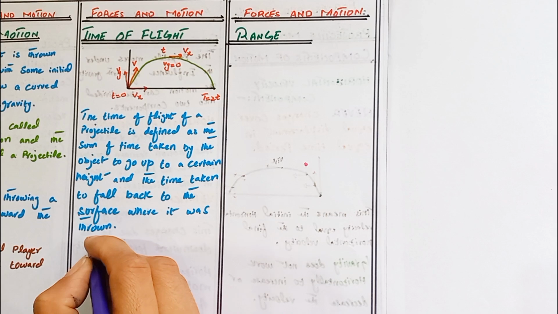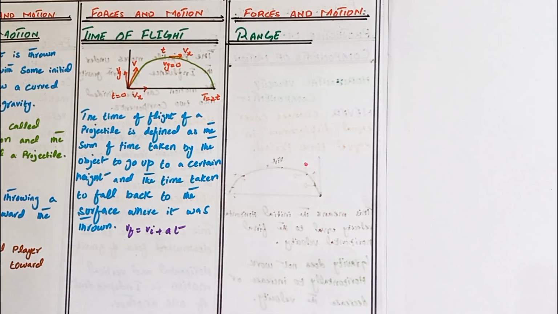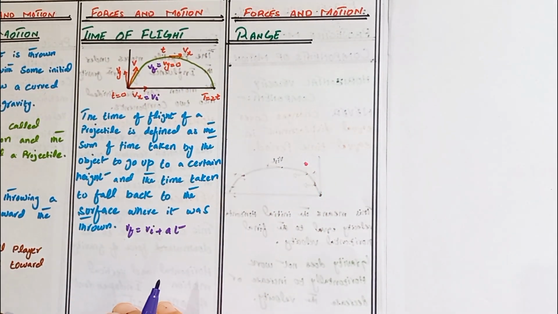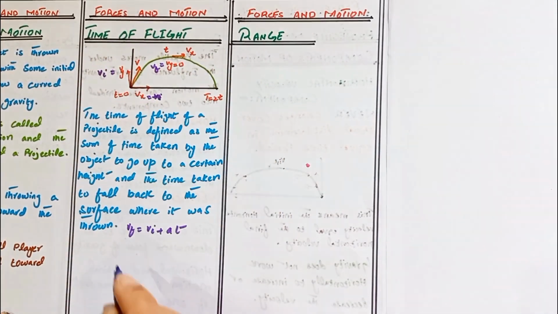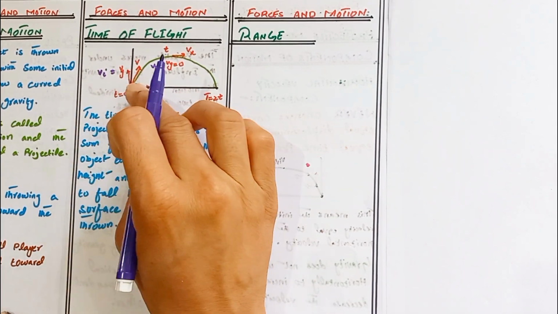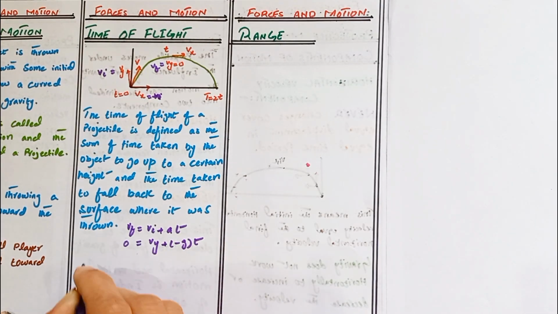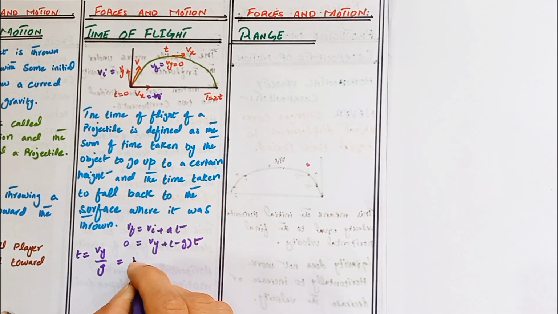Now we prove the total time of flight. We know the equation of motion, Vf is equal to Vi plus at. This is the final velocity and this is the initial velocity. The final velocity is 0, and the initial velocity is Vy. Acceleration due to gravity acts opposite to the motion, so it is minus g t. So here we get that t is equal to Vy over g, and Vy is equal to Vi sine theta, so t is equal to Vi sine theta over g.